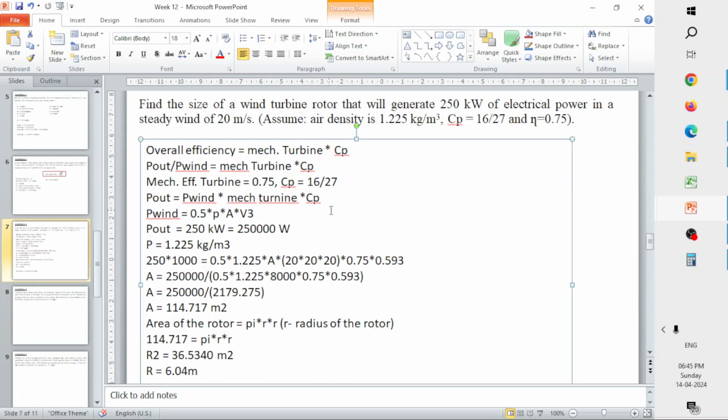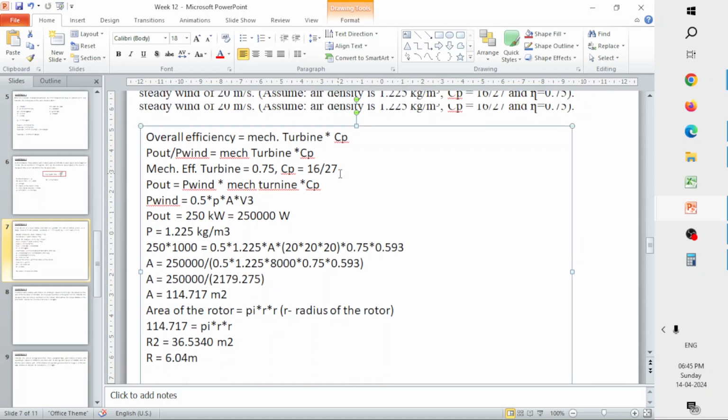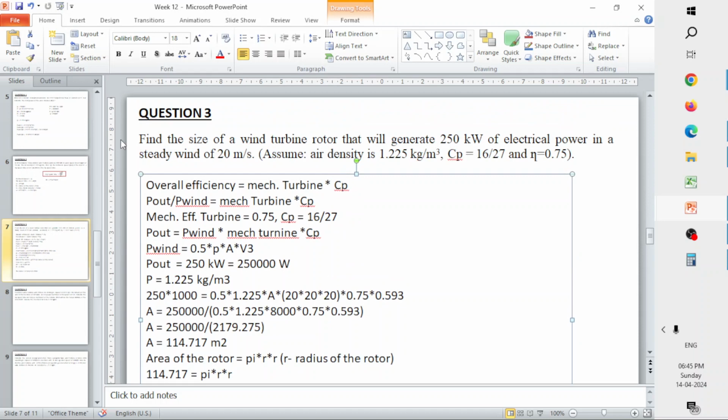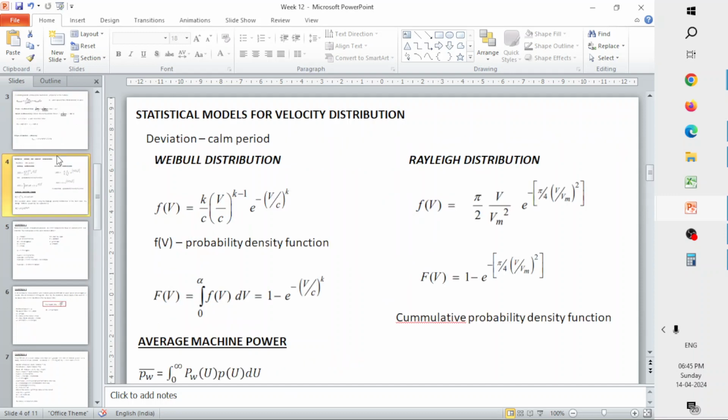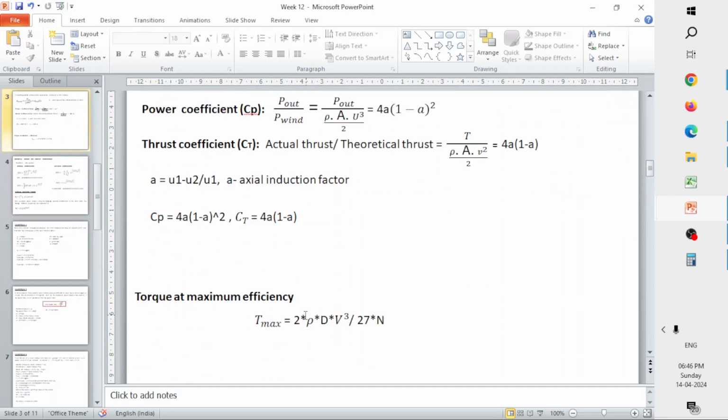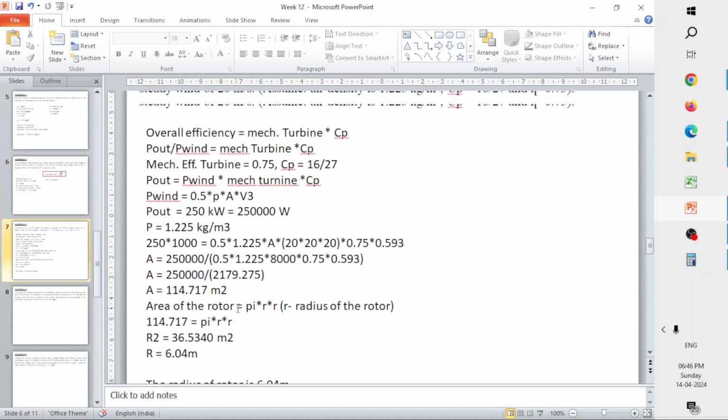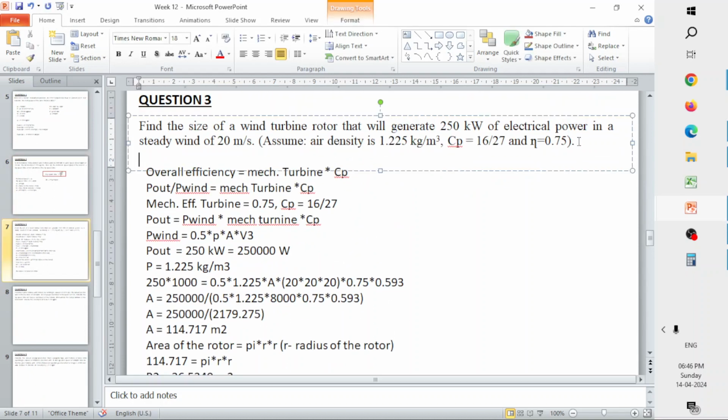So let's solve one more similar problem of this kind. Over here we will be calculating the torque at the maximum efficiency. If you remember, we actually solved this problem, right? We saw this expression: torque at maximum efficiency is nothing but 2 times rho times d times v cube by 27 times n. Let's solve the same problem here. You can assume the number of blades to be 3.